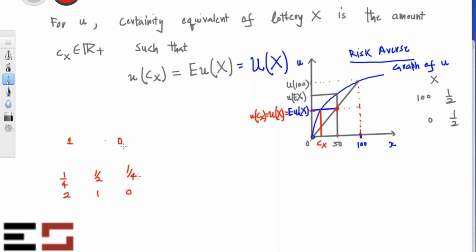The other possibility is I also have an option to gamble the entire amount straight away. So basically, I can just play straight away for twice this much. So that means 2 with half probability, 0 with half probability. So again, it boils down to a comparison between two lotteries.